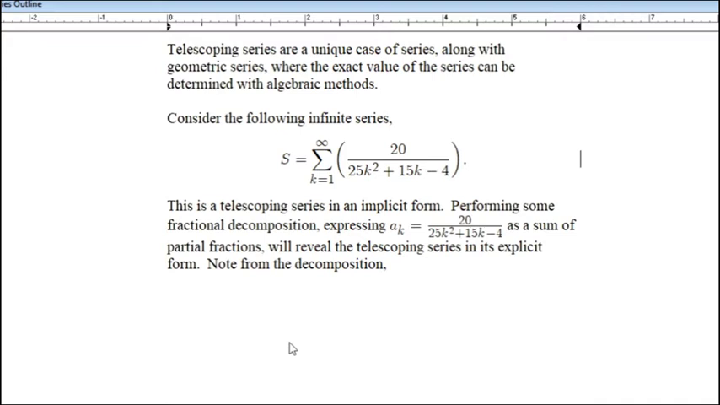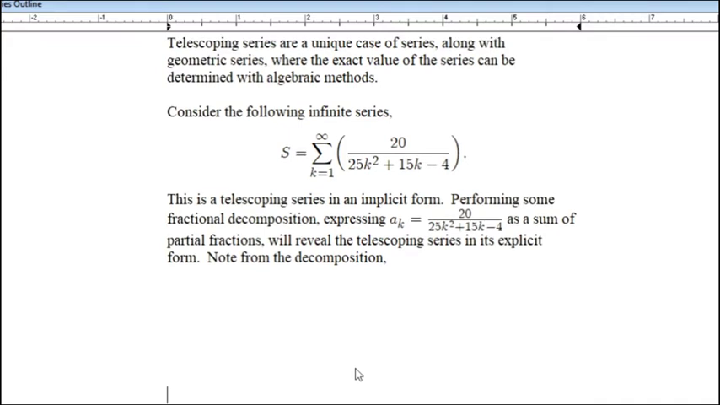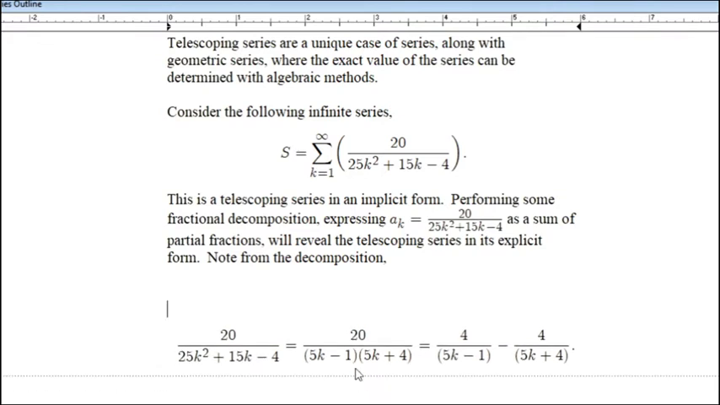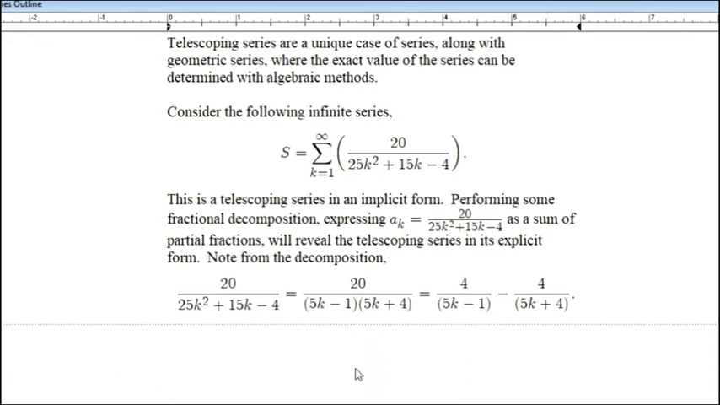If we perform the decomposition, I'm not going to go through it here. This was a technique that we discussed in Chapter 8. It is algebraic, and you should be familiar with it. But what we do find is that this proper rational argument, 20 over 25k squared plus 15k minus 4, when decomposed, turns into the sum of partial fractions given here on the right-hand side: 4 over 5k minus 1, minus 4 over 5k plus 4. This would be the decomposed form for the argument we see inside of our infinite series.